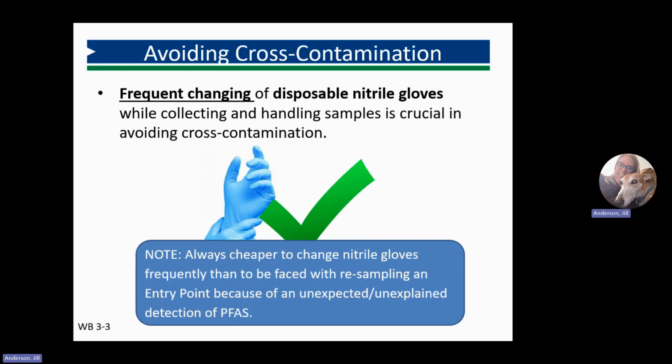Samplers should also wear nitrile gloves when collecting PFAS samples. Frequent changing of disposable nitrile gloves while collecting and handling samples is crucial in avoiding cross-contamination. Use a new pair of nitrile gloves with each and every sample. It's cheaper to change nitrile gloves frequently than to be faced with resampling because of an unexpected or unexplained detection of PFAS.